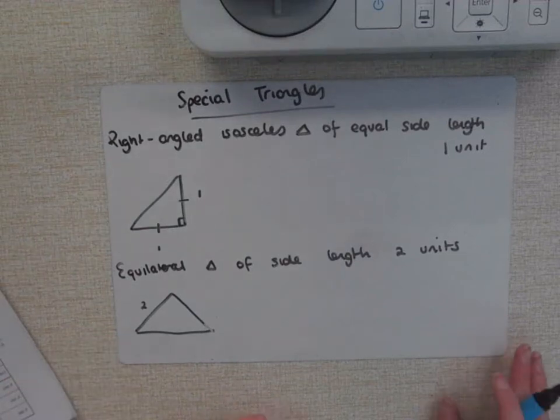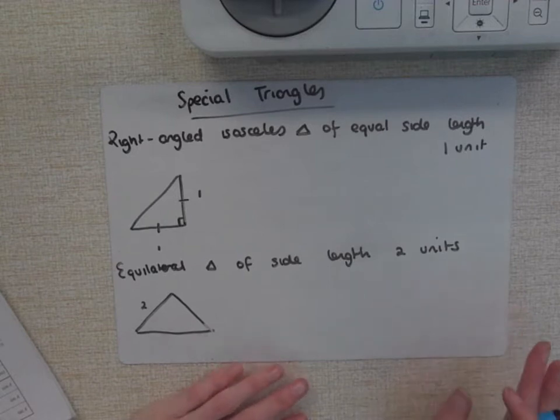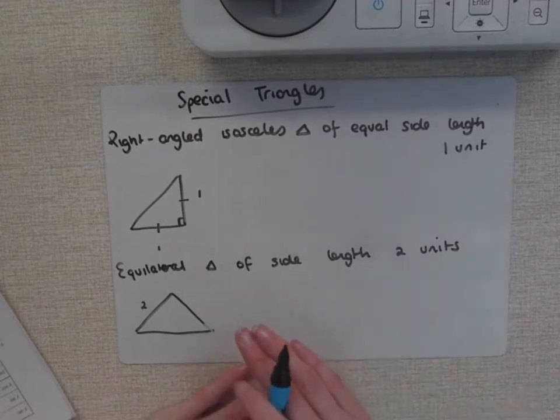Alright, at Junior Cycle we looked at these special triangles, okay? And it's to deal with the angles 30, 60 and 45. So if ever they ask you to write sine of 30 or sine of 60 without using your calculator, you can use these triangles, okay?